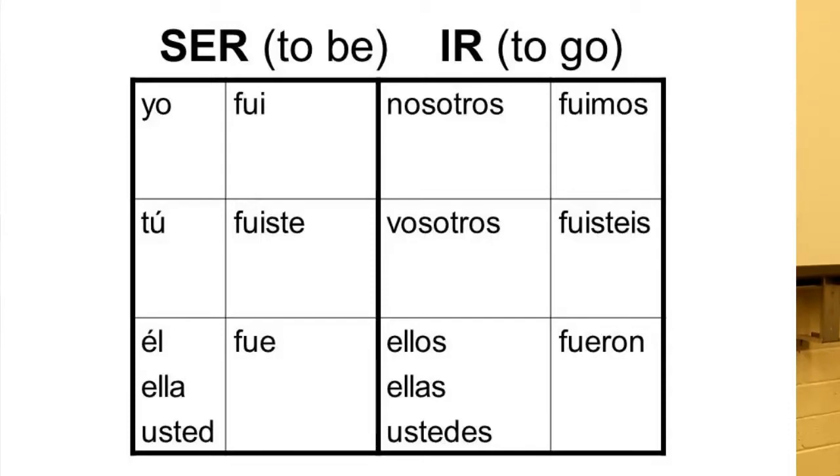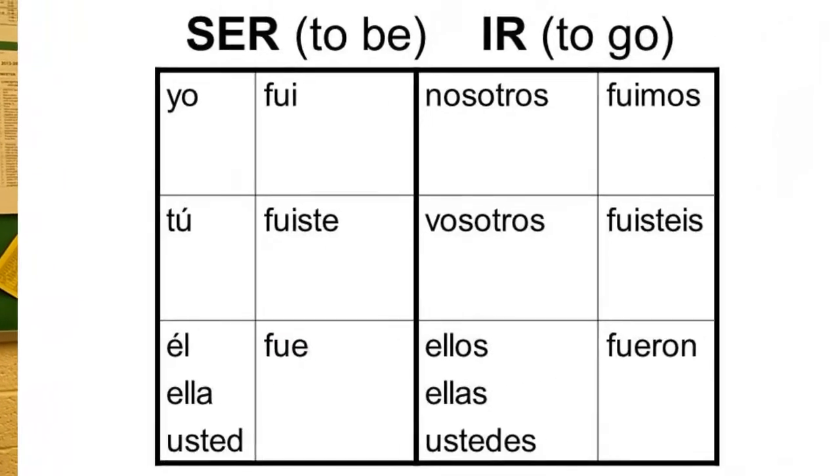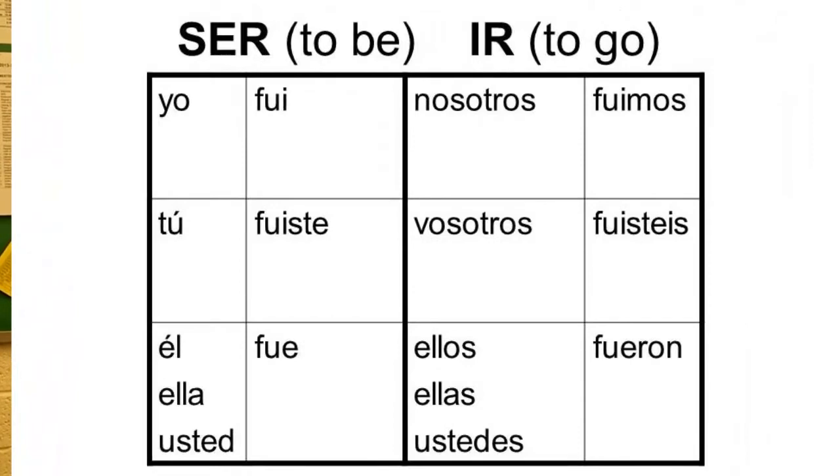Now, I will tell you one thing here. Over the years, I've noticed that people always get the fui and the fue mixed up. Here's an easy way to remember. When it's yo form, when it's I, like I went or I was, it has the I at the end. When it's the él, ella, or usted form, all three of those words have E's in them, it's fue. So when it's I, it's fui. When it's él, ella, usted, fue. So please don't get those two confused. It changes the meaning. Okay, once again, fui, fuiste, fue, fuimos, fueron.